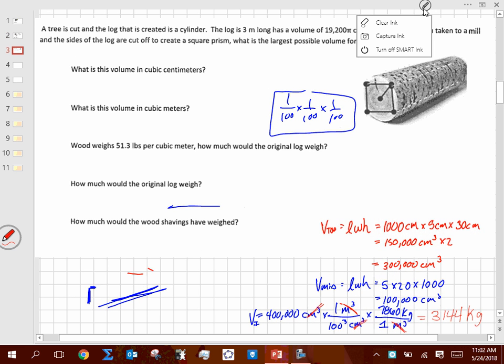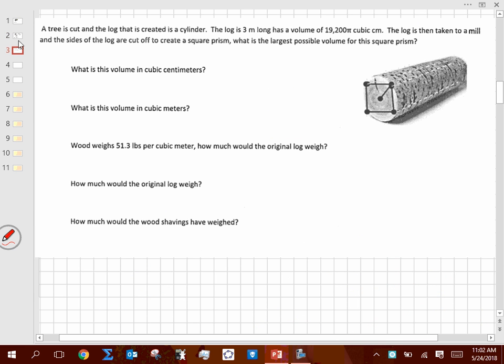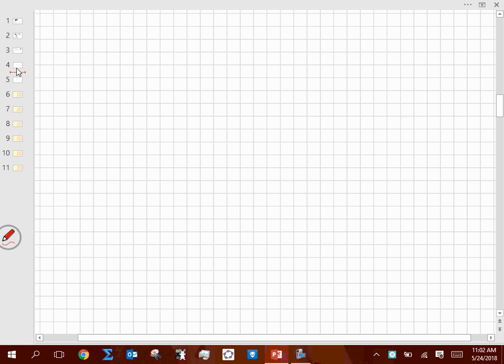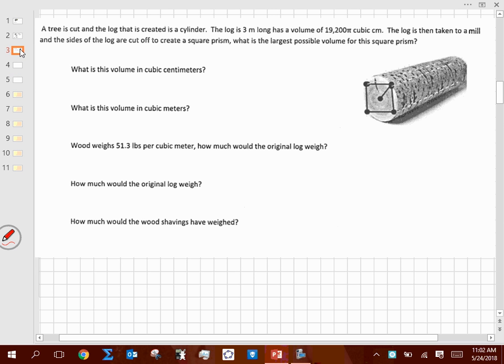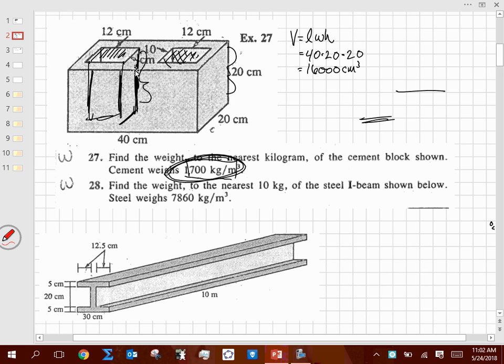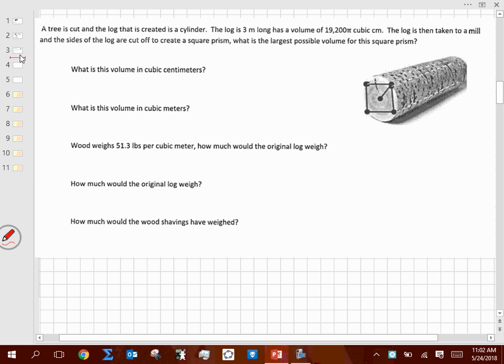Okay. This question here is a similar question to these volume questions. It's actually similar to this first one where I had to remove some stuff, but we're dealing with different shapes here. Says the log is 3 meters long, has a volume of 19,200 pi cubic centimeters. The log is taken to a mill, and the sides of the log are cut off to create a square prism. What is the largest possible volume of the square prism?